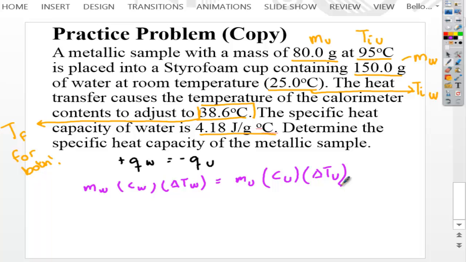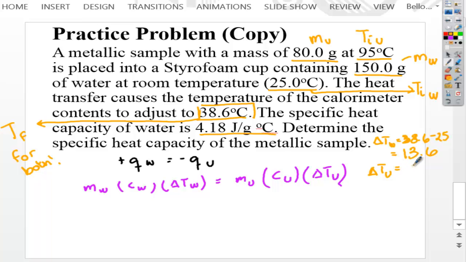Before I do anything, I need to calculate my delta T. I'm gonna do it over here in yellow, okay? Delta T of water, it's equal to, what's my final temperature? Final temperature? 38.6 minus 25, which is the initial temperature of water. That's equal to 13.6.